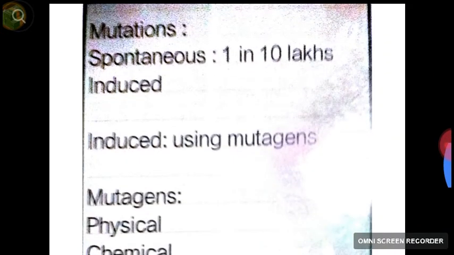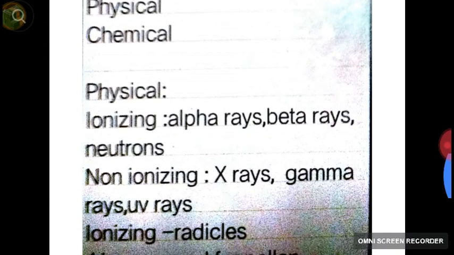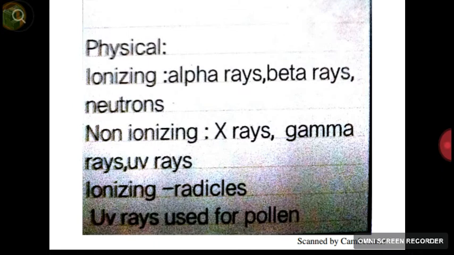Mutations are of two types: spontaneous and induced. The frequency of spontaneous mutation is 1 in 10 lakhs. Induced mutations are produced using mutagens; a mutagen is an agent which causes mutation. Mutagens are physical or chemical. Physical mutagens are ionizing radiations and non-ionizing radiations. Ionizing radiations are ABN: alpha rays, beta rays and neutrons; non-ionizing are X-rays, gamma rays and UV rays. Ionizing means it releases radicals, which consist of free electrons, hence they are very active. UV rays are mostly used for pollen mutations.